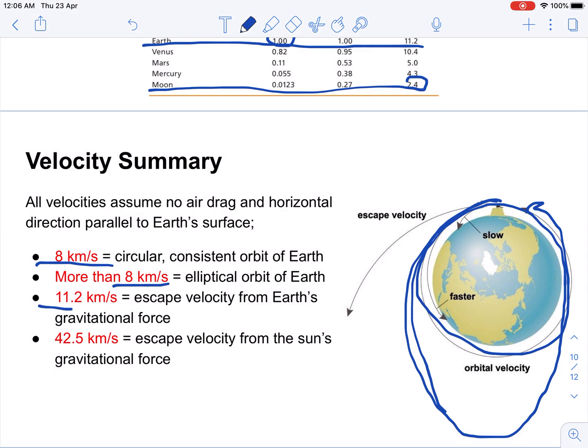If you achieve 11.2 kilometers per second, that is escape velocity, and that's going to go shooting off on its own. That's for planet Earth. And then if you wanted that to continue going rather than going to the sun, you would have to somehow then accelerate to 42.5 kilometers per second. And again, though, I want to emphasize that all of these speeds are assuming that there's no air drag, that we are at least 150 kilometers up and out of the atmosphere, and that everything's acting in a horizontal direction and being launched off from there.